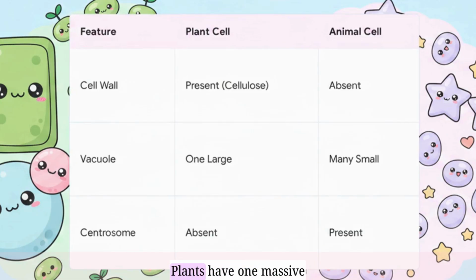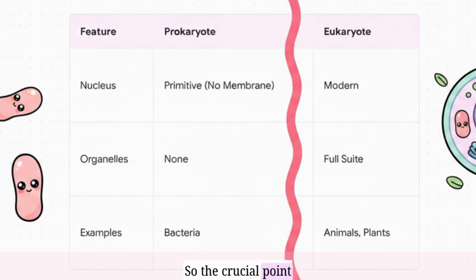Plants don't. Plants have one massive vacuole for water storage that actually pushes the nucleus off to the side, while animals just have many tiny ones. And because animals have a much higher chemical activity overall, our cytoplasm is significantly denser than a plant's. So the crucial point is that not all cells reach the same level of architectural mastery.